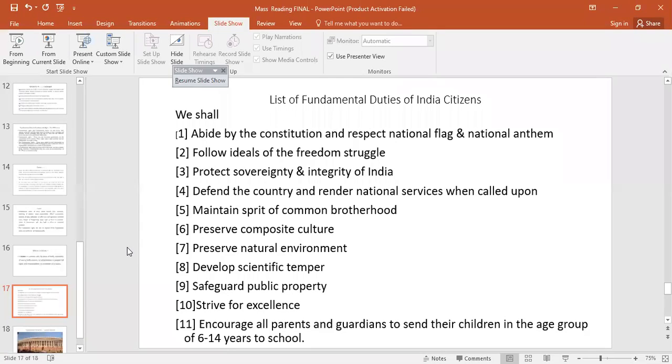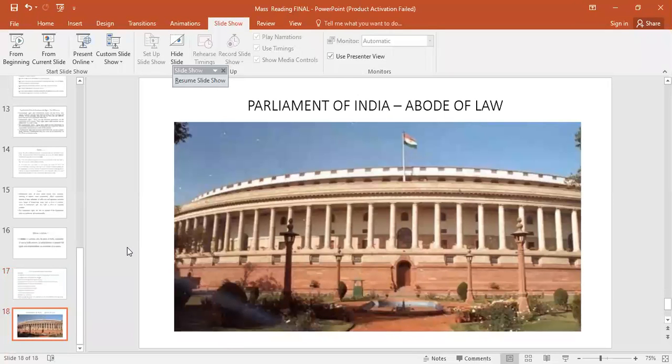We shall develop scientific temper. We shall safeguard public property. We shall strive for excellence. And we shall encourage all parents and guardians to send their children in the age group of 6 to 14 years to school. Thank you, sir.